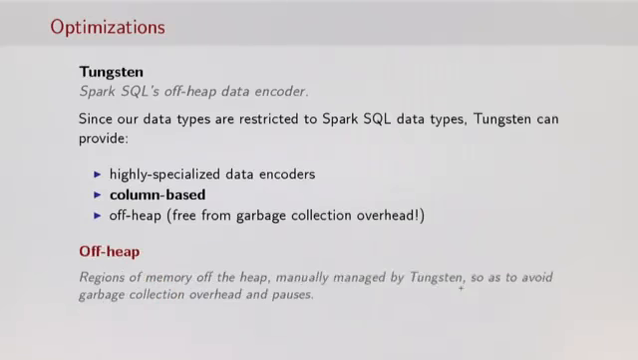And finally, everything is off-heap. So Tungsten knows how to tightly pack all of this data in this columnar format off-heap in memory that it manages itself. That means that we can avoid garbage collection overhead and garbage collection pauses and things like that. So to summarize, Tungsten lets us put more data in memory and gives us a lot faster access to that data that's stored in memory.